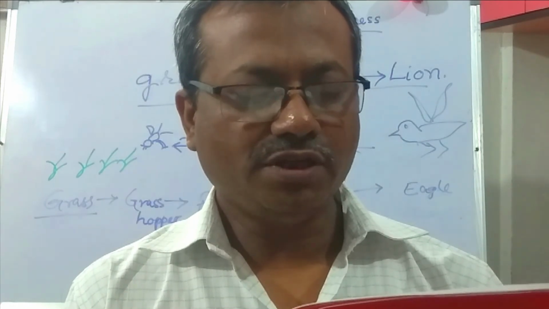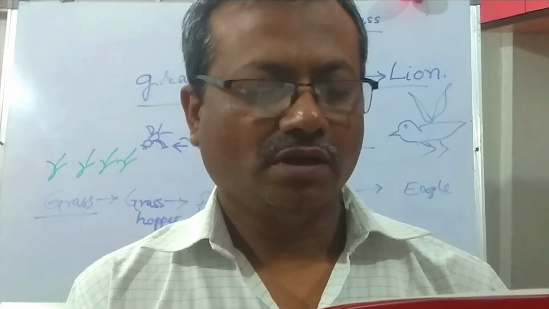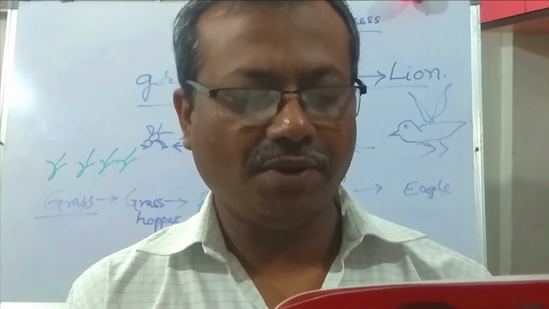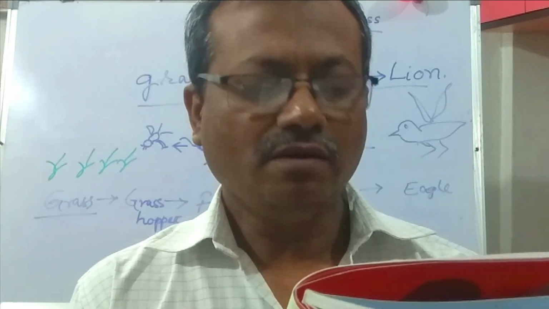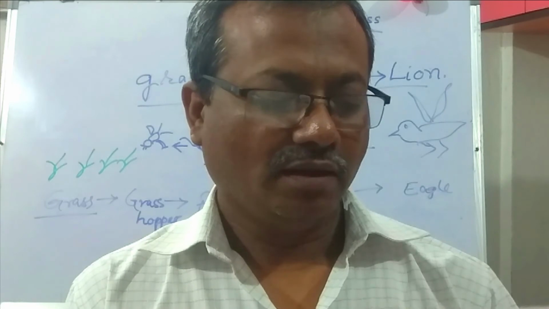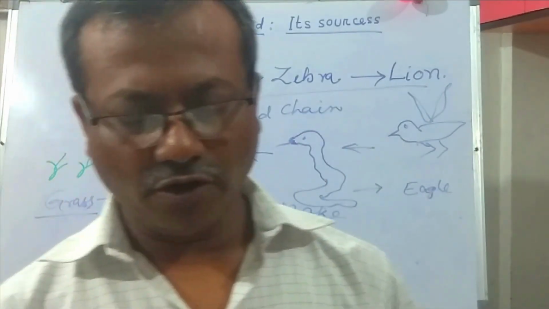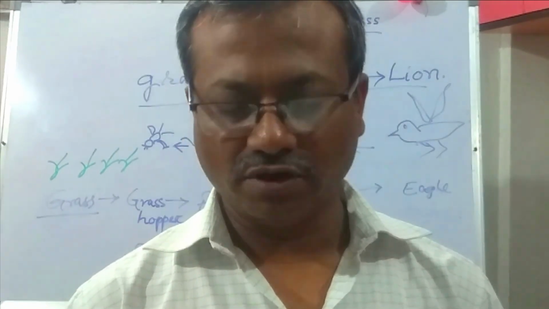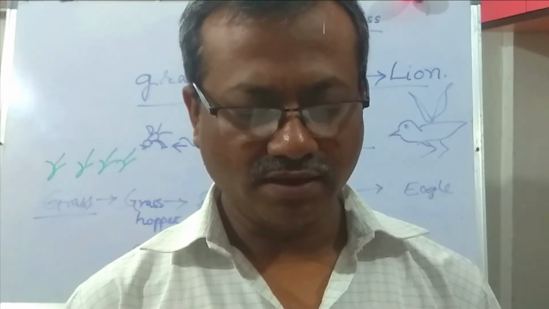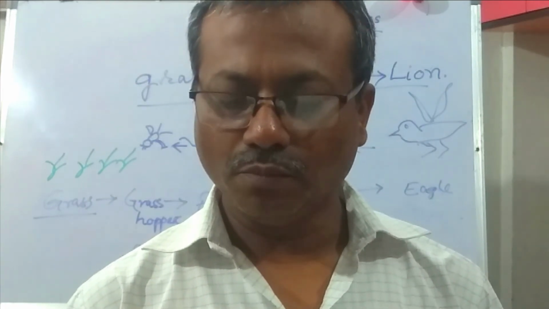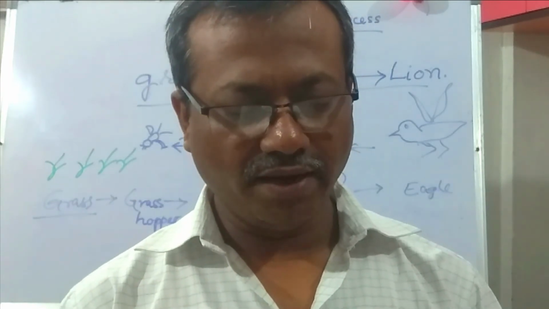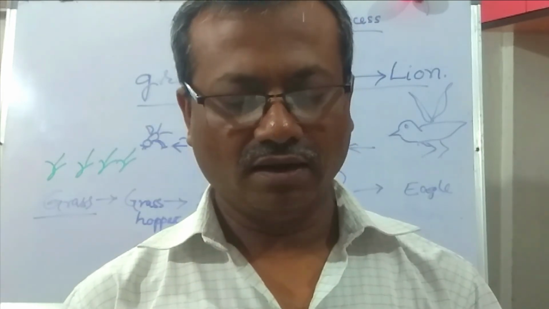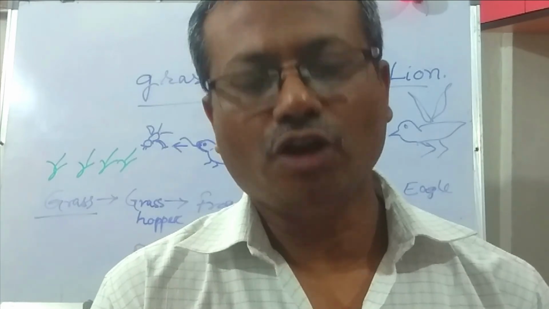Question number 6. Which of the following animals is called herbivores? A, rabbit; B, dog; C, tiger; D, none of these. Answer is rabbit, option number A. Question number 7. Which of the following animals is called carnivores? Option A, lion; B, tiger; C, goat; and in option D, it is given both A and B. So answer is lion and tiger. That means option D, both A and B. Question number 8. Which of the following animals is called omnivores? Cockroach, dog, sparrow, all of these. The answer is option B, dog.